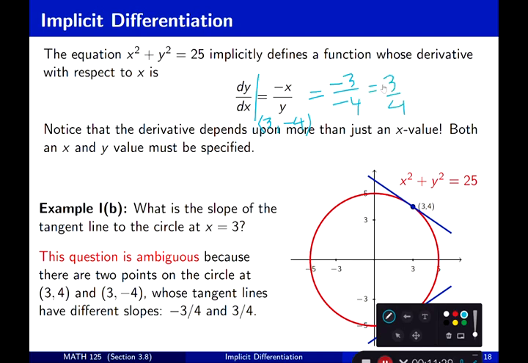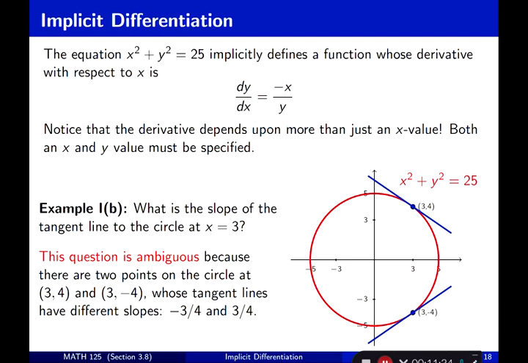So the slope is different. Also the tangent lines are going to be different for the 2 points that both have x equal to 3 on the graph of the implicit function.